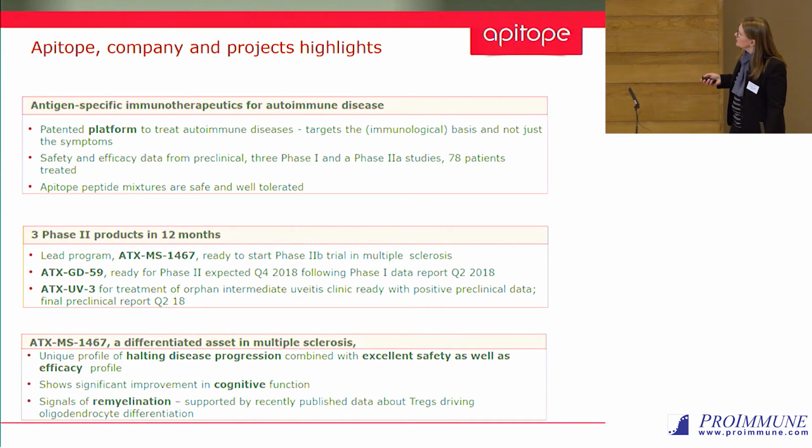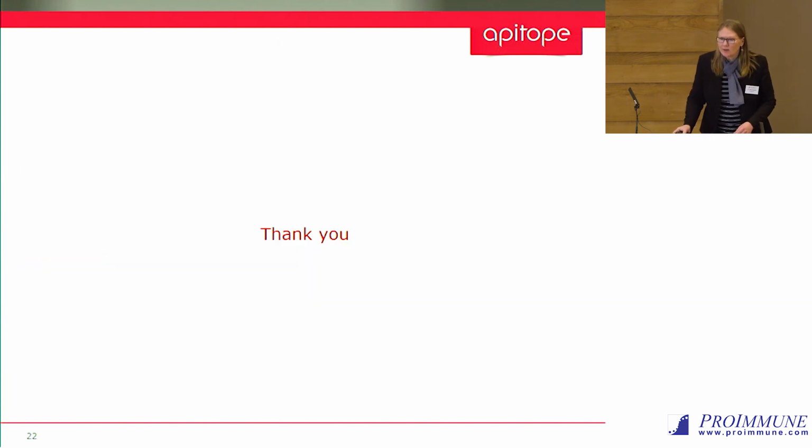So in conclusion, we do have for 1467 halting of disease progression, and we see that in the animal models, and we probably see that in the patients, with the new formation of lesions halted in patients that are treated with the MS drug. It has excellent safety as well as efficacy. We have the cognitive function that we need to go further with and understand, and animal models are also suggesting that remyelination can happen, and that is now also supported by recent publications saying that regulatory Treg cells can drive the maturation and differentiation of precursor cells to oligodendrocytes. And I think that was my last slide. So thank you very much for listening.